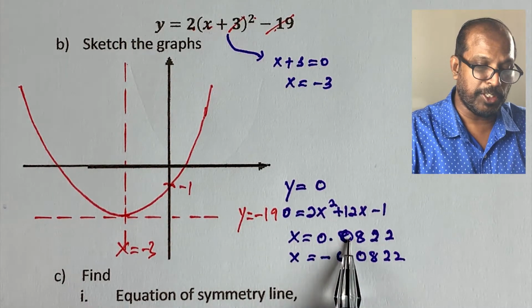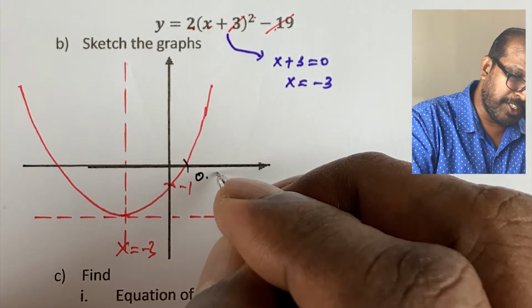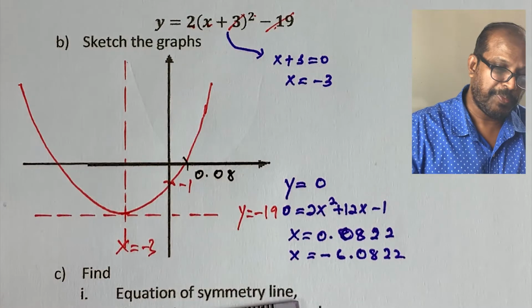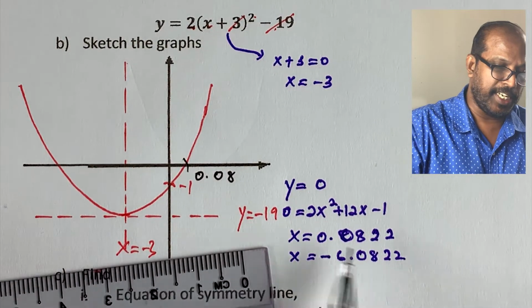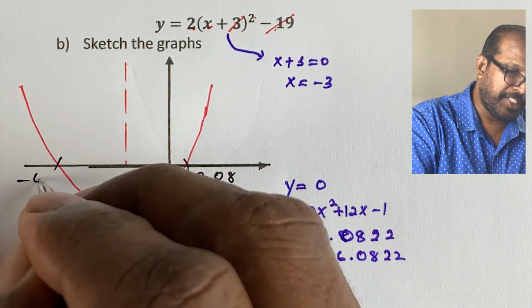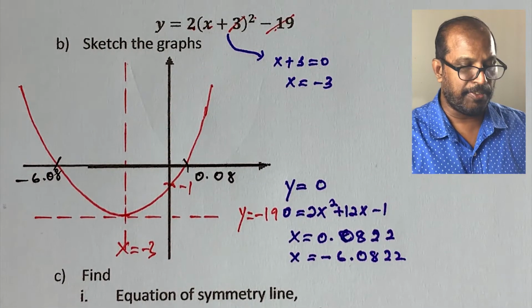So we take 0.08. So this value will be 0.08, and this value will be negative 6.08. So I'll take here this value as negative 6.08. So now this is the quadratic graph.